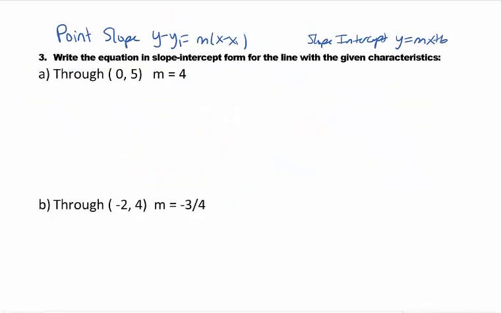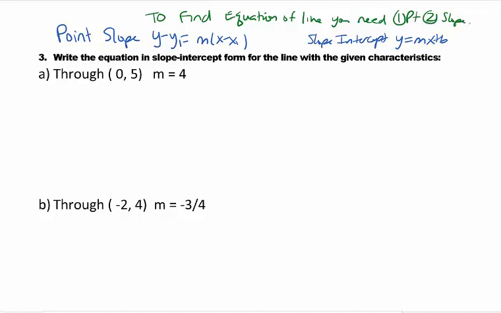To find an equation of a line, you need two things. You need a point and you need the slope. Always. That's always the case. So on each one of these problems, I want you to ask yourself, do I have a point? Do I have a slope? If I do, I can use the point slope formula, which is on the left.